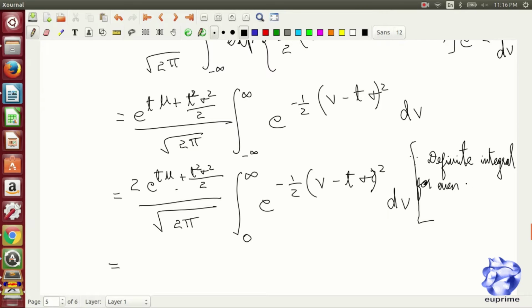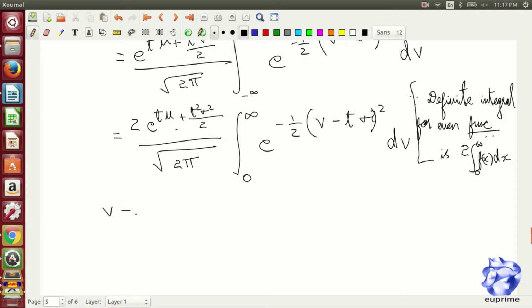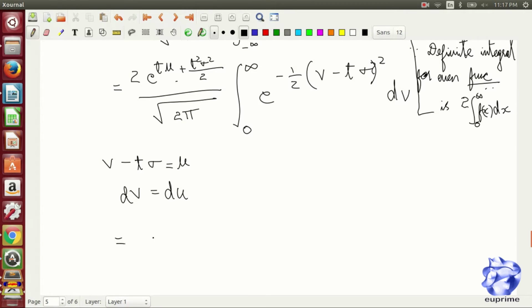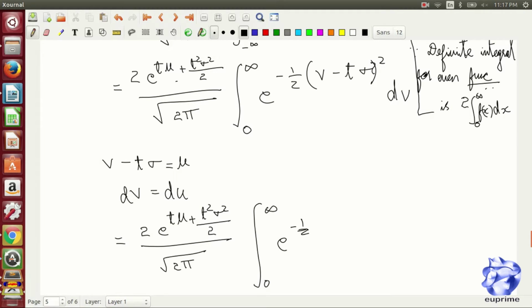So the definite integral for an even function is given as 2 times the integral from 0 to infinity of f of x dx. Here v minus t sigma is equal to mu, so we take dv equal to du, and that we substitute again. This is basically integration by substitution, which happens quite often in this proof.